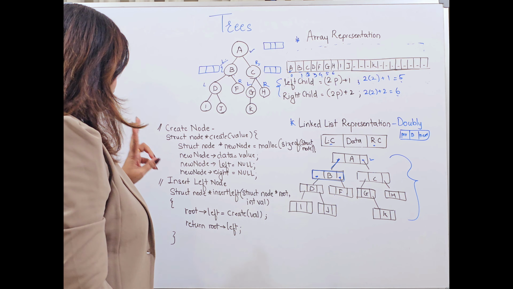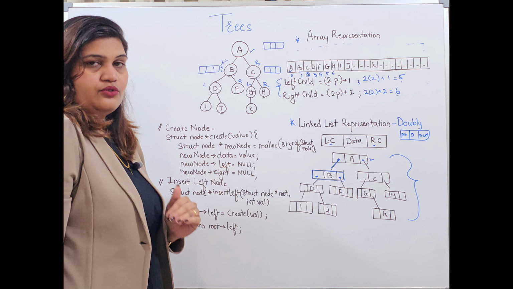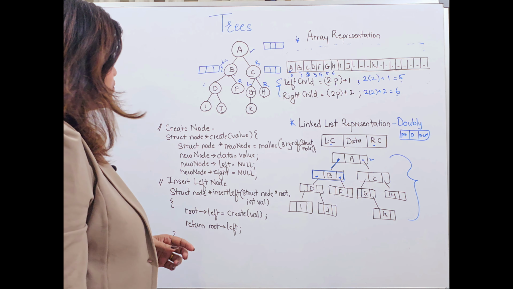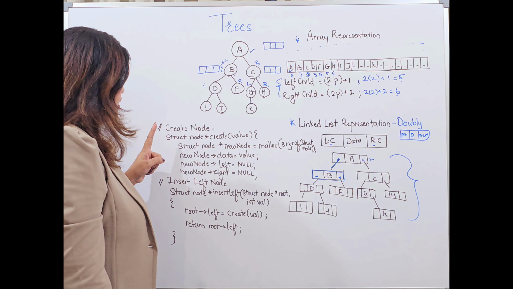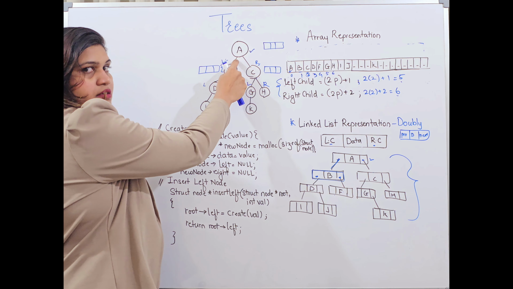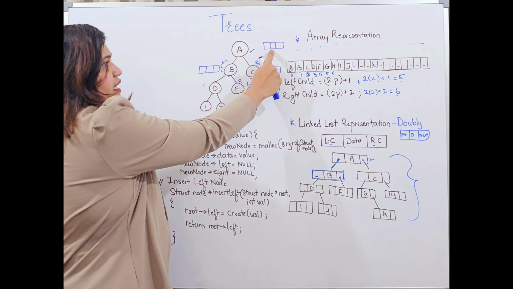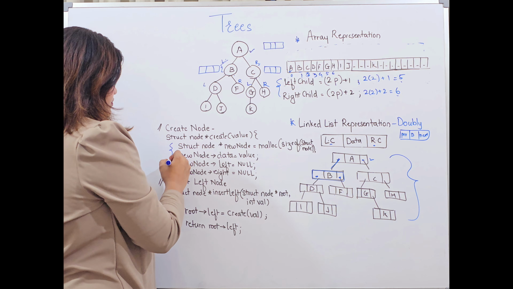Okay, so there are two functions that I have written. Based on that, you can improvise and make the next function as well. So the very first function that I have written is create node. Now in create node, what am I trying to do? Whenever I want to insert a node, I will have to create this structure. So that is the structure I have created here.